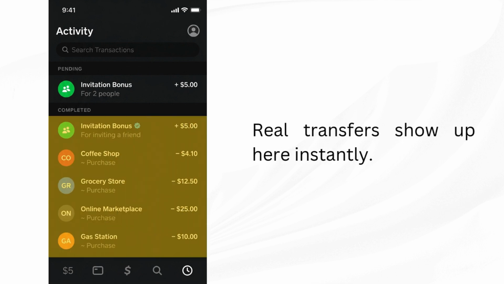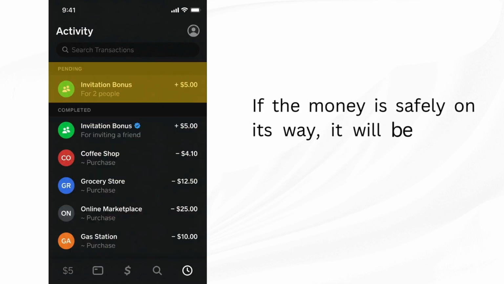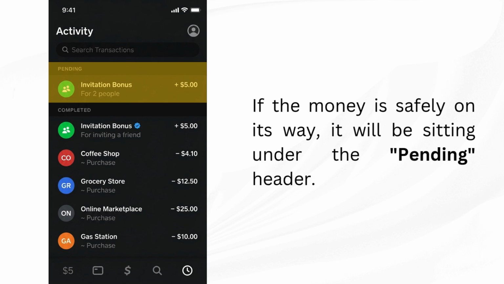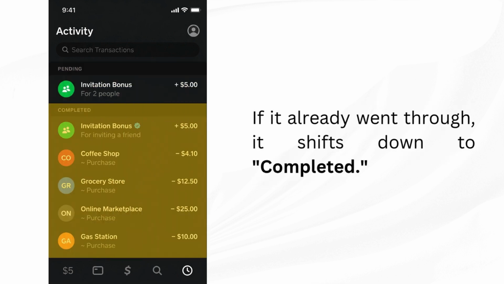Real transfers show up here instantly. If the money is safely on its way, it will be sitting under the pending header. If it already went through, it shifts down to completed.